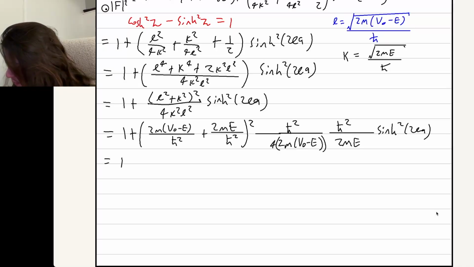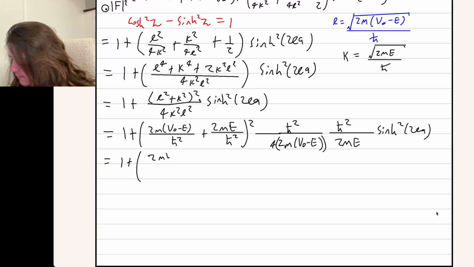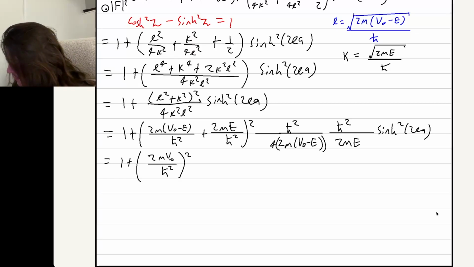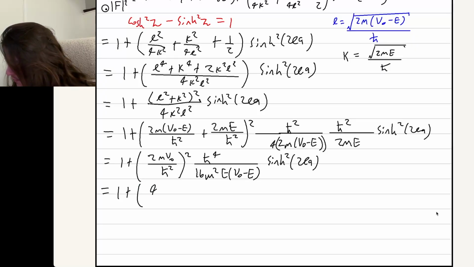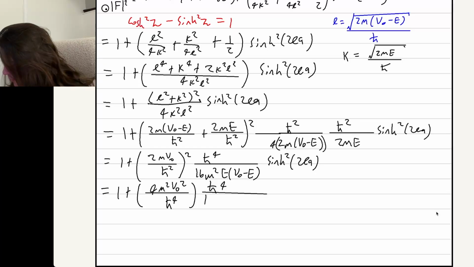Okay. So in the parentheses, this is just turning into 2mV naught over h bar squared, because the E terms actually cancel out in there. That's why it was so nice to do that. Up top we'll have an h bar to the 4th. On bottom we'll have a 16 m squared E, and it's V naught minus E, not the other way around. And then sinh squared 2La, and then we can square the stuff in parentheses to have 4m squared V naught squared over h bar to the 4th. And hey, the h bar 4ths and the m squareds are going to cancel out a little bit.